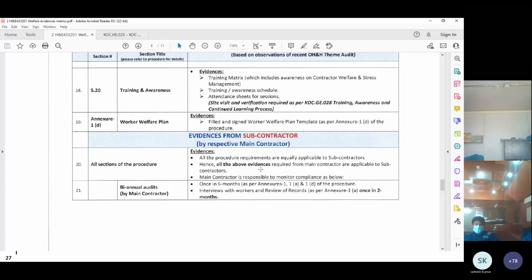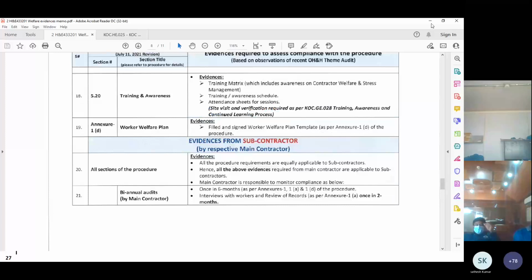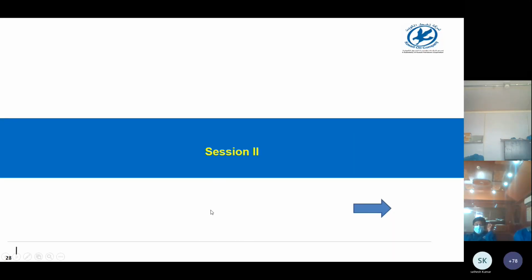Hence, all above evidences required from the main contractor are applicable to the subcontractors. So during the biannual audits, we will be looking at that. So these are the very simplified evidences document which I have shown you now. So this is our session 1, which is talking about the welfare procedure as well as the evidences.